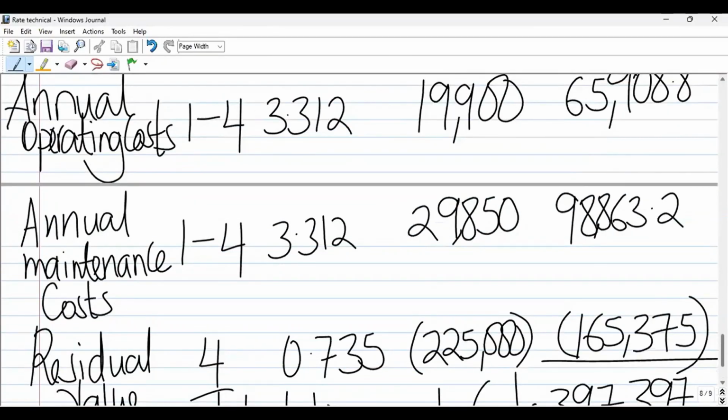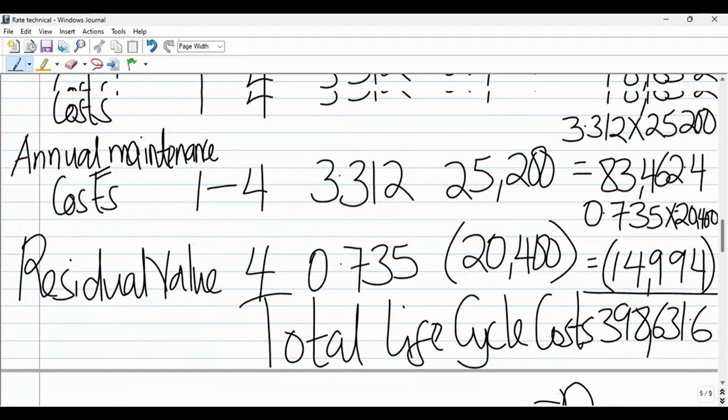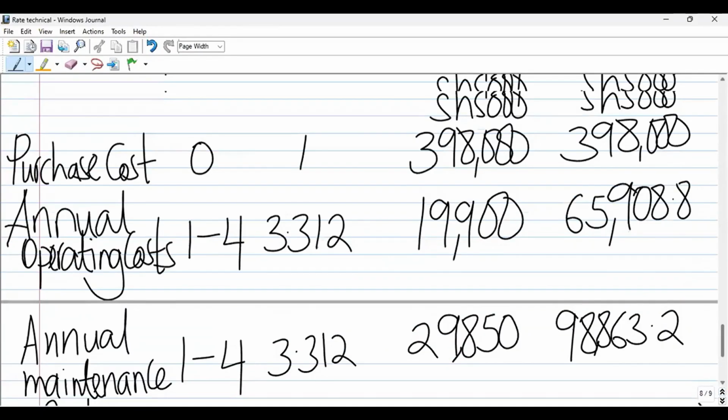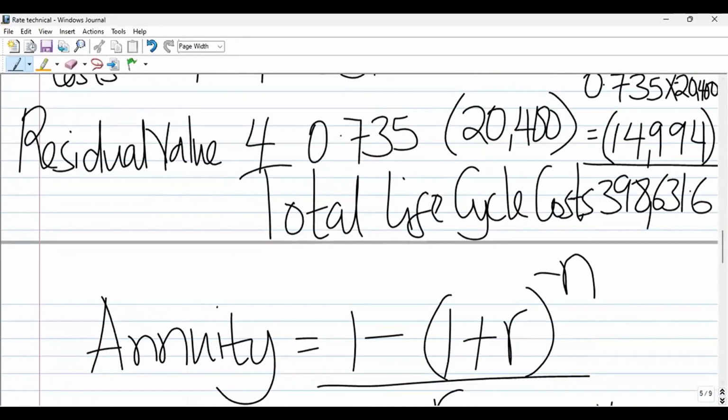Are they lower or higher? Yes, lower. Because it has lower total life cycle cost of 397,000 shillings as compared to those of the Tata truck, of 398,631,600 shillings. So that's all about that.